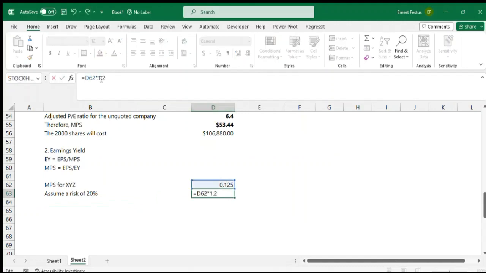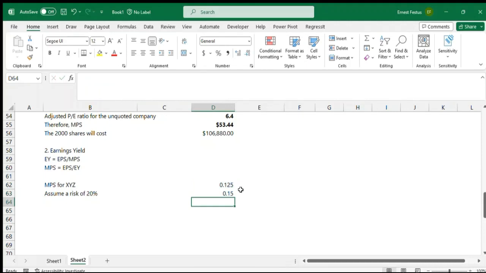So we are increasing it by 20%, because as I said in my previous video, because the business faces a higher risk compared to the listed company, because they are generally unregulated and their shares are unmarketable, we usually increase their returns, because in finance there is a positive relationship between risk and return. So the higher the risk, the higher the return. That is why we are increasing the return on this particular investment. Okay, so we hit enter, and then we have 0.15.